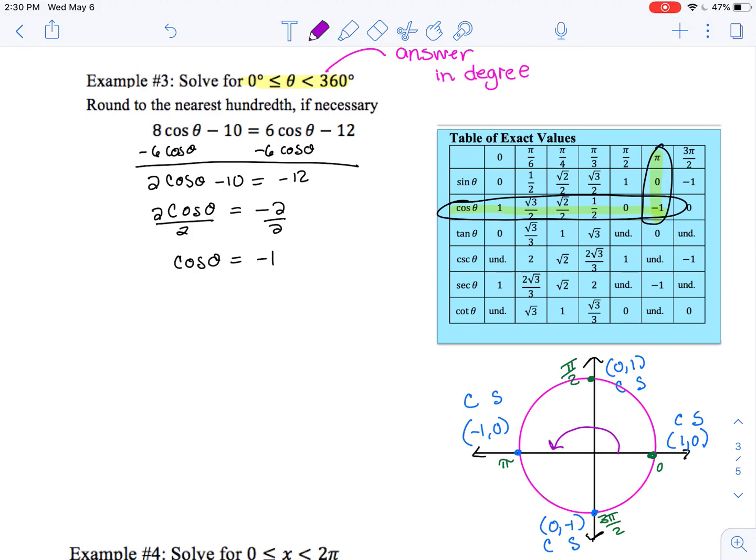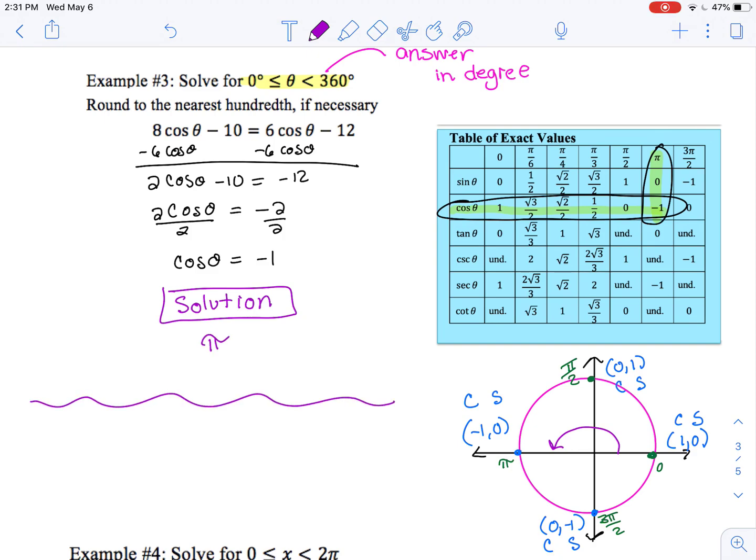So in this instance, we will only have 1 answer. I'm sorry about that. So my solution here: when is cosine equal to negative 1? My solution is cosine is equal to negative 1 at pi.